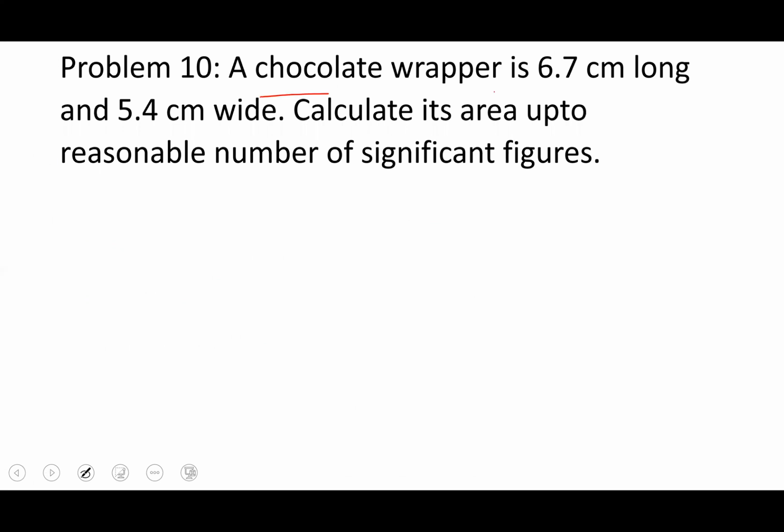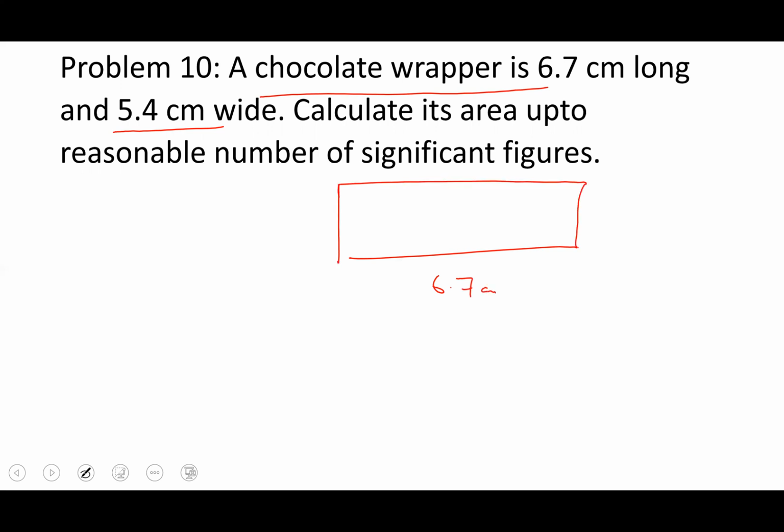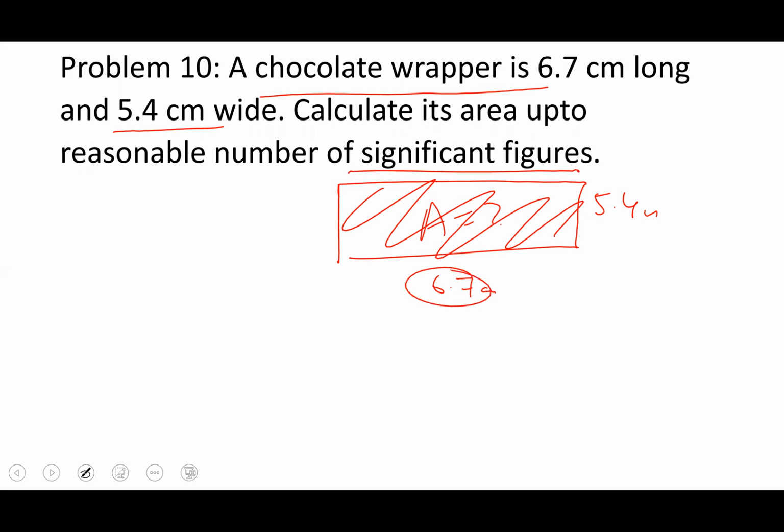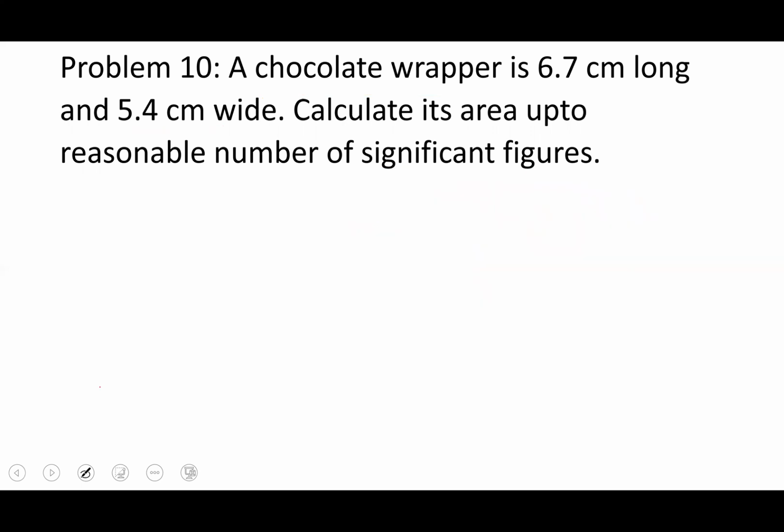Question number 10 says the chocolate wrapper is 6.7 centimeter long and 5.4 centimeter wide. That means length is 6.7 centimeter and width is 5.4 centimeter. We have to find the area in this case, according to its significant figures. So the significant figures in both the cases, in the case of width as well as in the case of length, both of them are two significant figures, 1 and 2. Even if we have different significant figures, like if it was 5, then we have to choose the least value for the significance of a number.